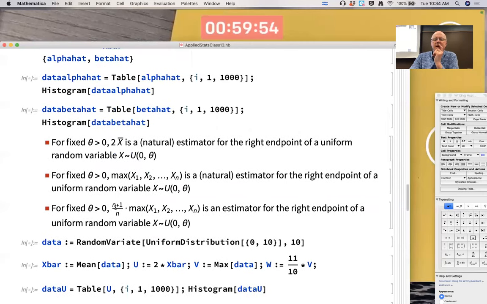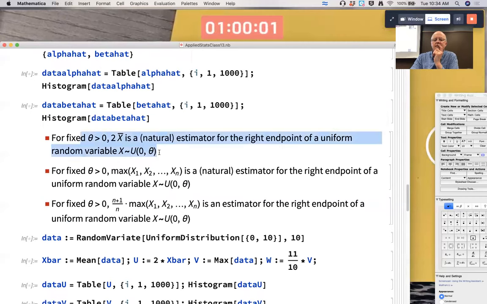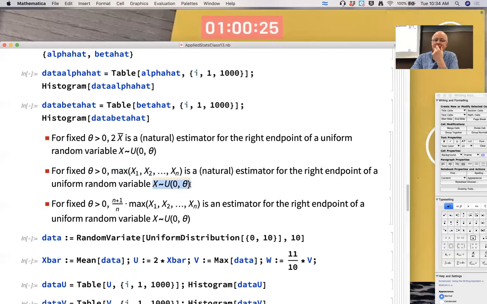Then our other main example was related to right endpoints of uniform distributions. You should know these facts. 2 times X bar is an estimator for the right endpoint. You could call it natural. I'm not calling it unbiased here, though it is unbiased. The maximum of the data is also a natural estimator for the right endpoint of a uniform, though that turns out to be biased. However, if you multiply it by n plus 1 over n, then it's unbiased.